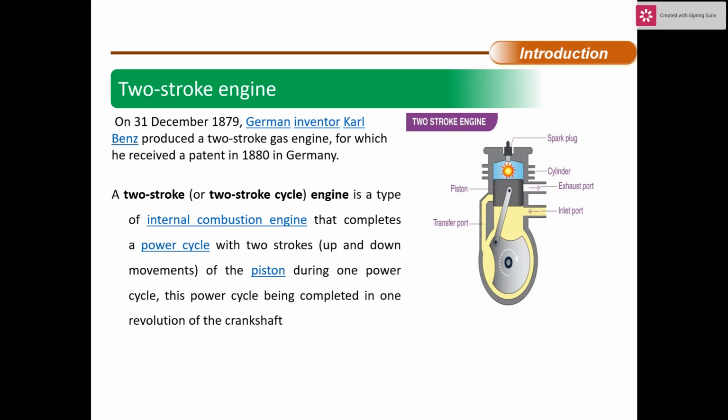Now the application of the two-stroke engine. Two-stroke gasoline engines are preferred when mechanical simplicity, light weight, and high power-to-weight ratio are design priorities. In a two-stroke engine, the process of converting fuel into motion is accomplished during one up and down movement, two strokes of the piston during one crankshaft revolution.